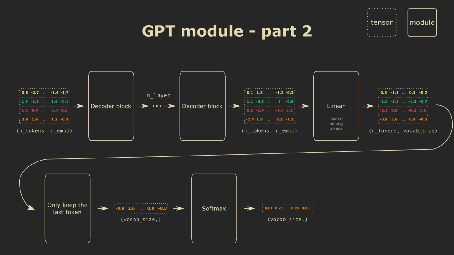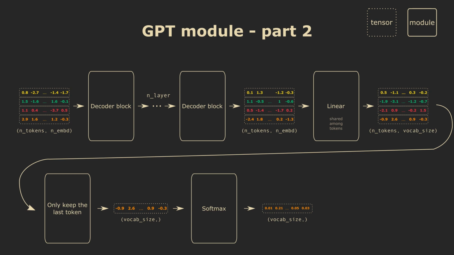What is actually happening is that we have a single linear module that is reapplied independently to each and every token, or in other words, a row of the tensor. The output dimension of the linear module is going to be the vocabulary size. Then we will simply discard all the rows except for the last one, and we feed this last row of logits, corresponding to the last token, through the softmax, and we end up with a probability distribution.